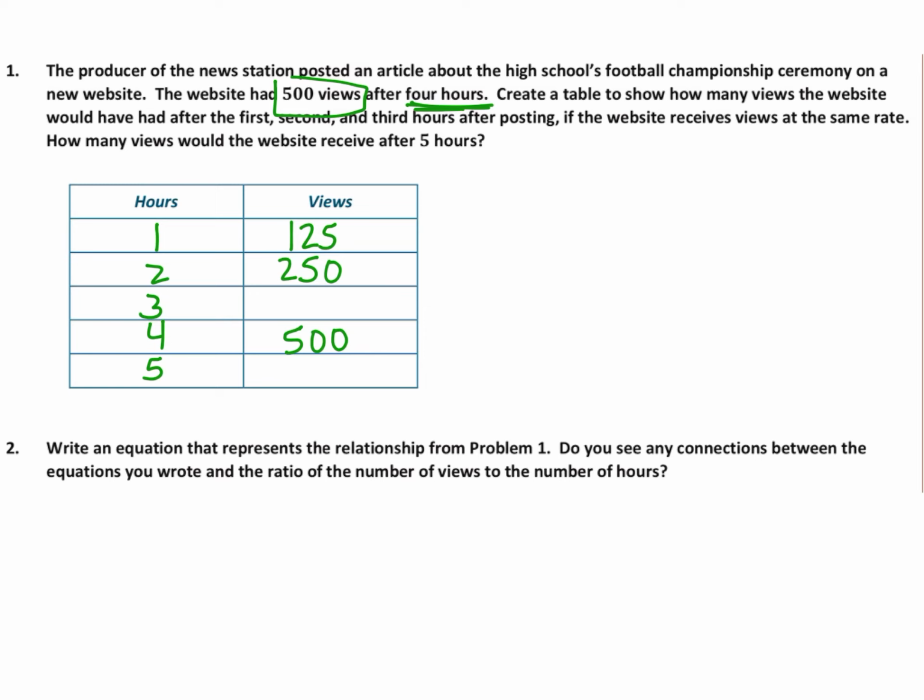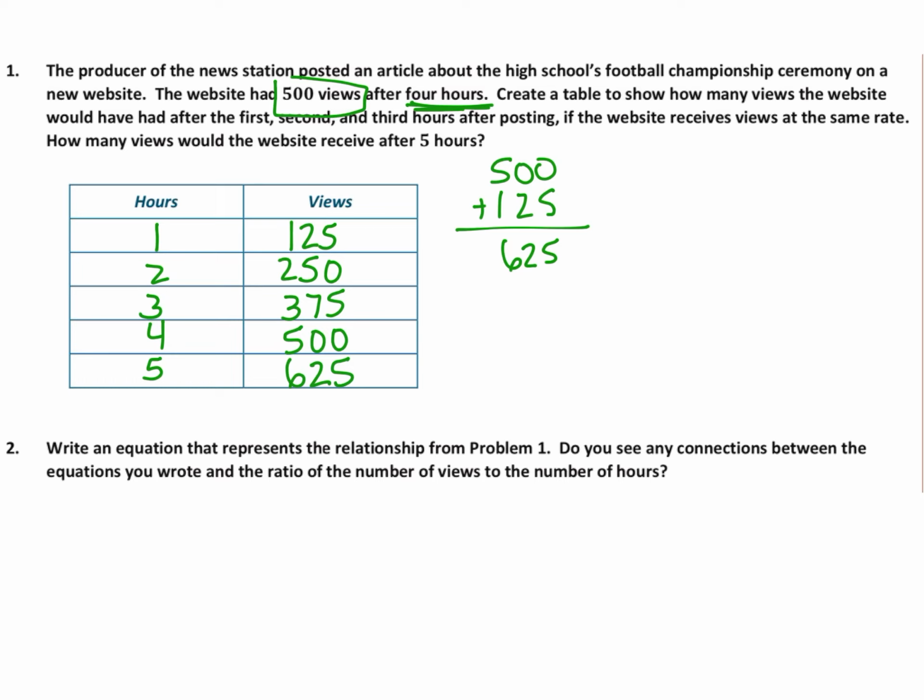1 times 3 is 3. 125 times 3 is 375. So each time we're increasing by 125. So after 5 hours, there should be 625 views if it continues to go at the same rate.